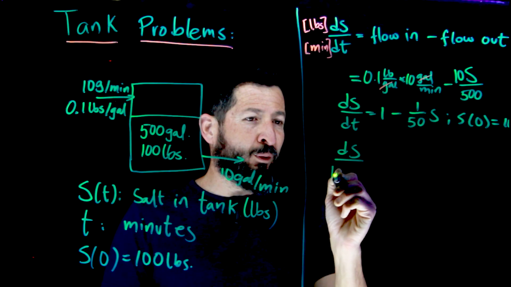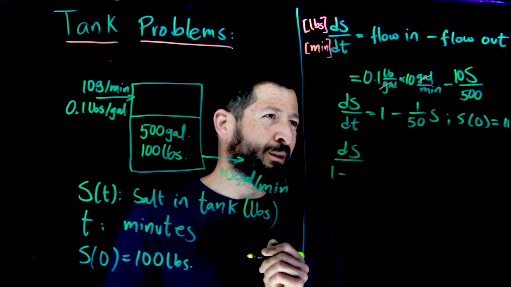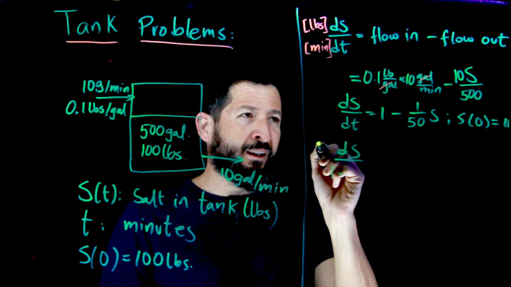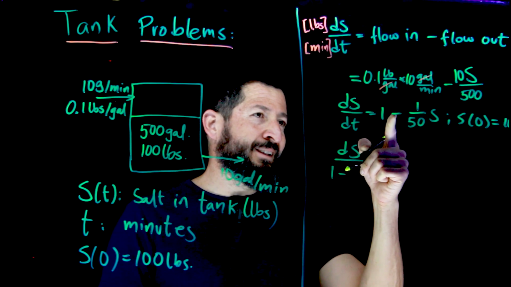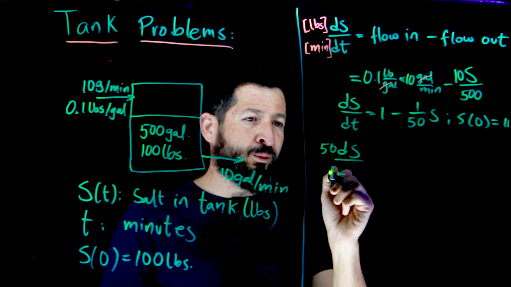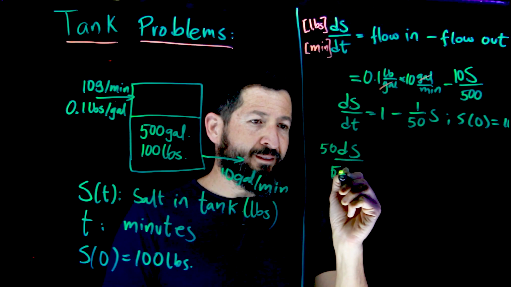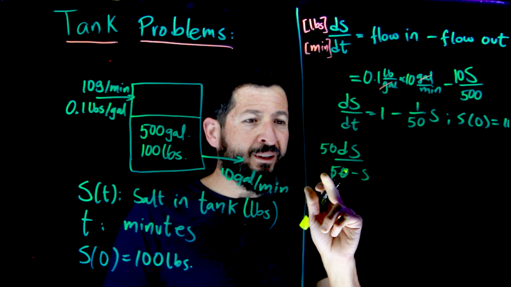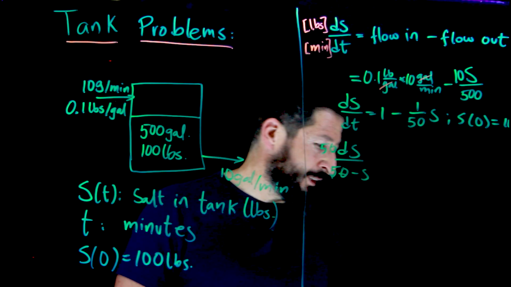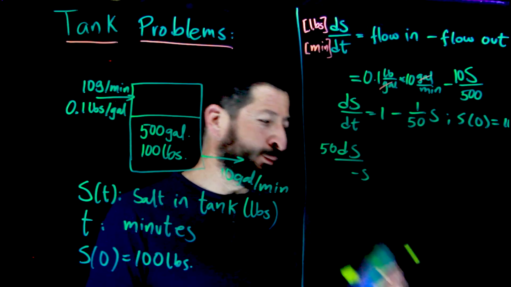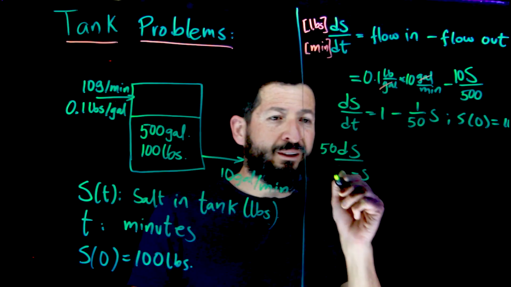So I want to divide by 1 minus, actually, you know what? Let me multiply everything times 50. So I'll write it as 50, and I distribute it here, so there is 50 over 50. Why did I do that? Minus s. The only reason why I'm doing that is so my u substitution is relatively simple, but I made a mess in the process, so was it worth it? I don't think so, but, you know.